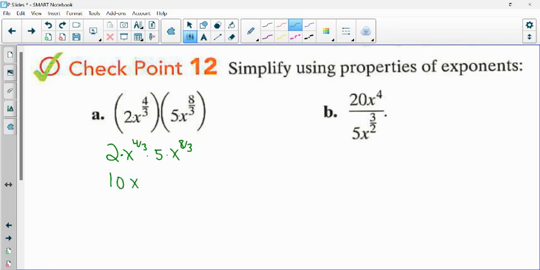I have my like bases of x, and what do I have to do with my exponents in this case? We're adding them. So I'm adding 4/3 plus 8/3. In this case, we already have our common denominator. 4 plus 8 is 12. 12/3. 12/3 is just equal to 4. We get 10x to the 4th for that one.